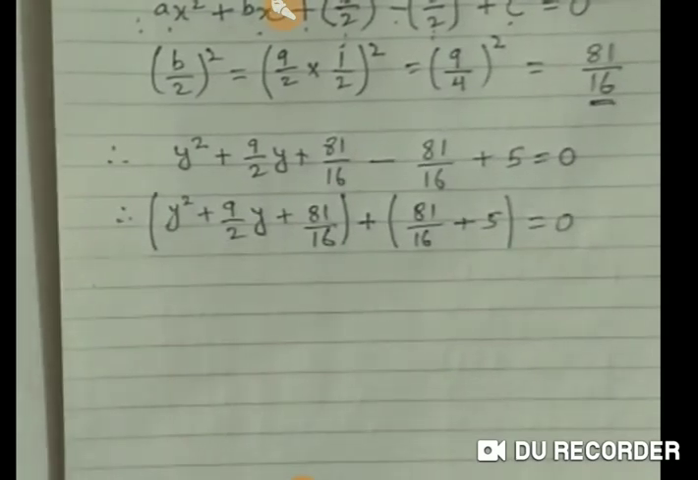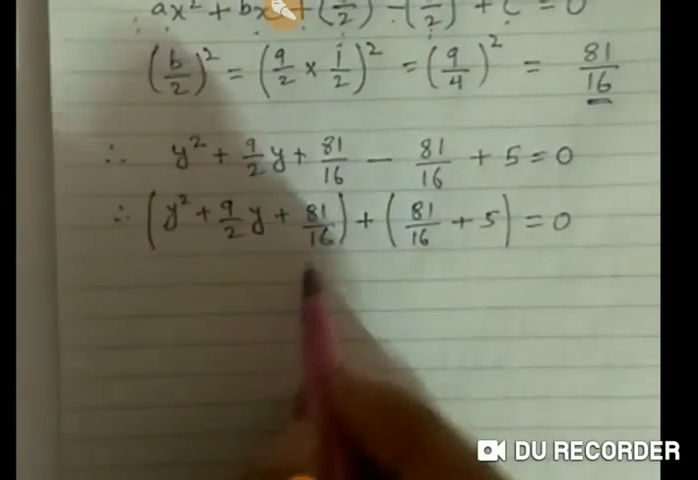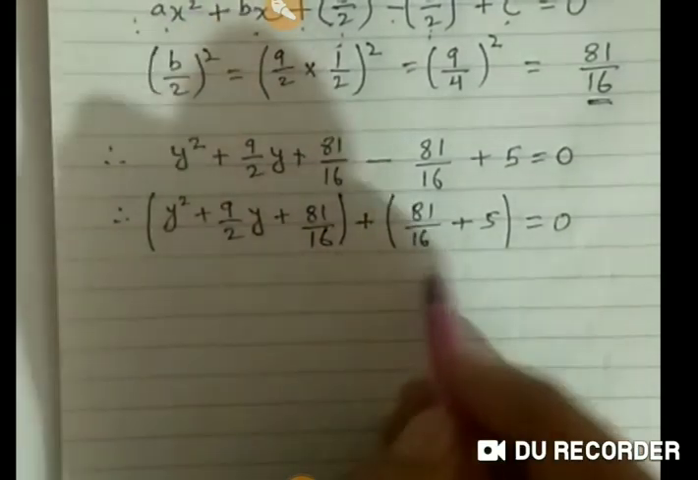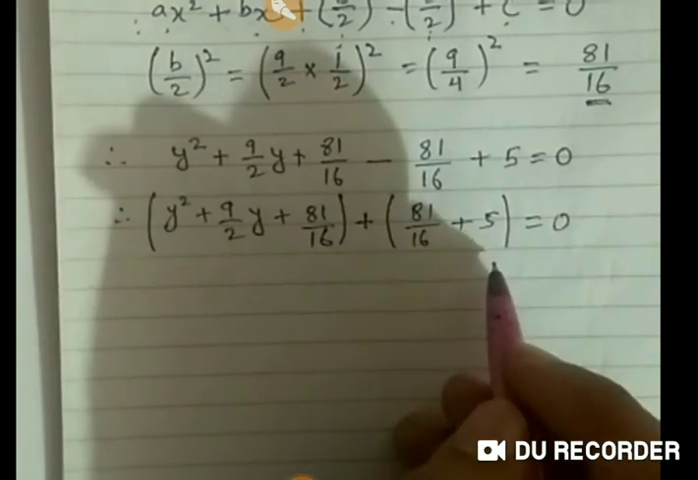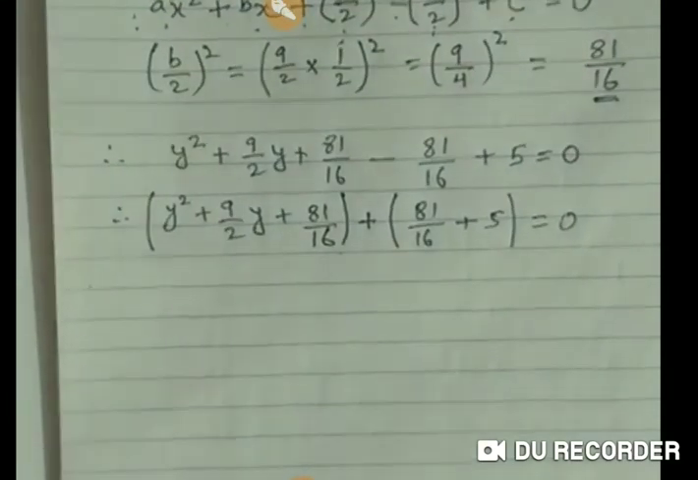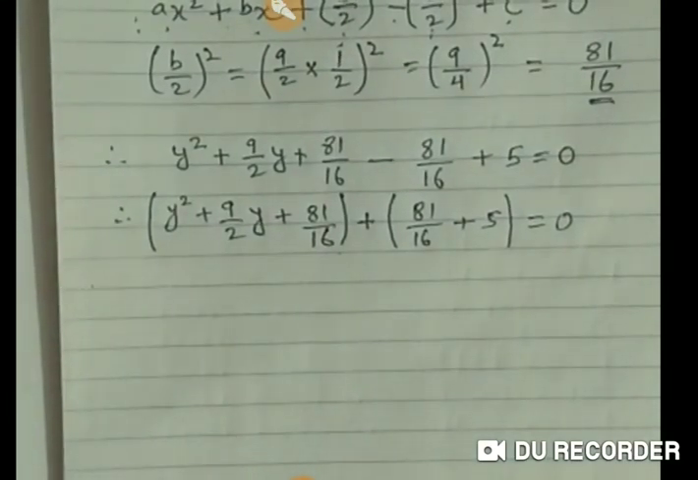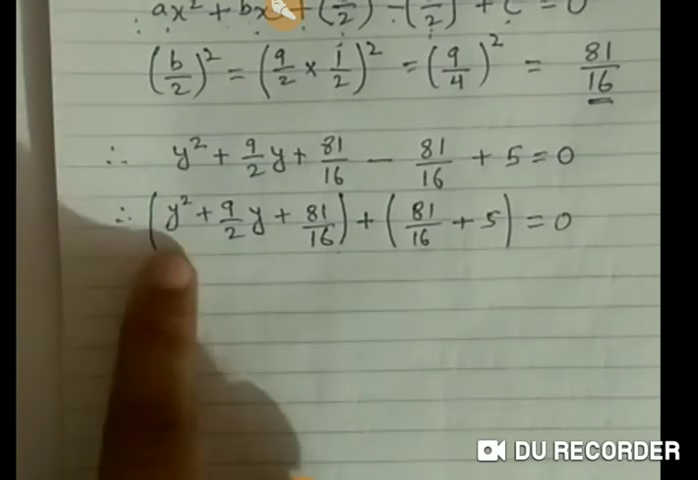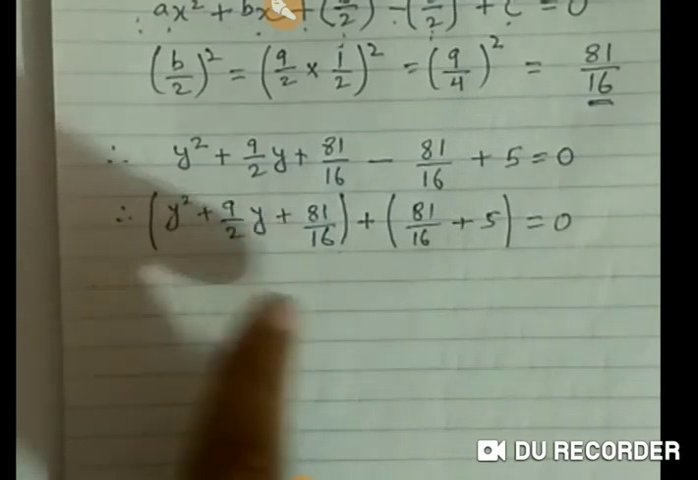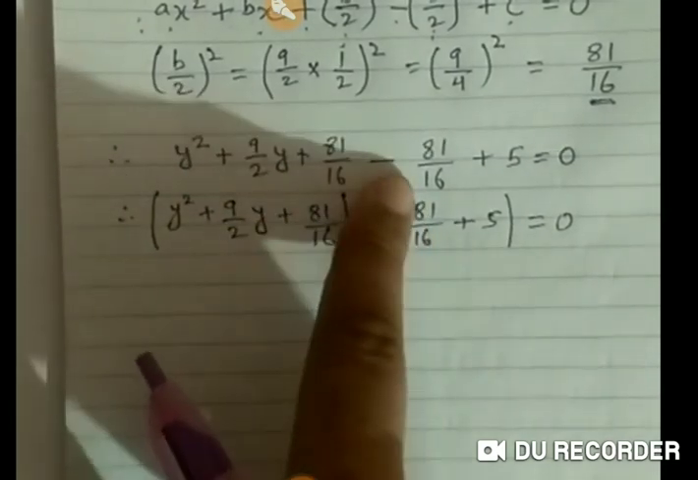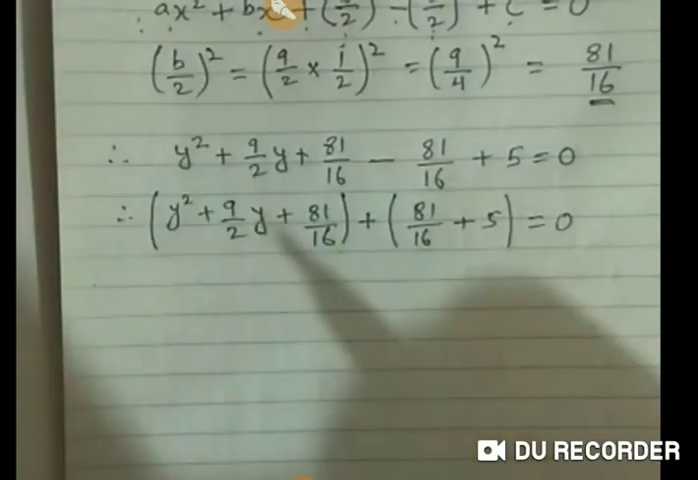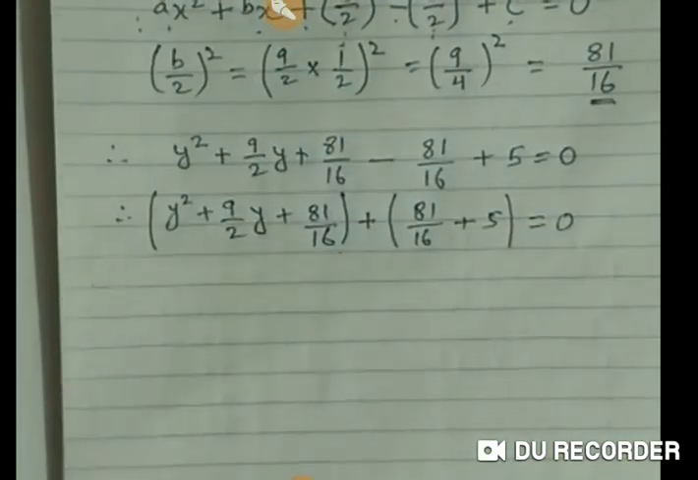Okay, so as I told, first 3 terms will be grouped together, and last 2 terms will be grouped together. So this way you can write your 5 terms. In the first group, you will take y square plus 9 by 2y plus 81 upon 16. In the second group, I am taking 81 upon 16 plus 5.